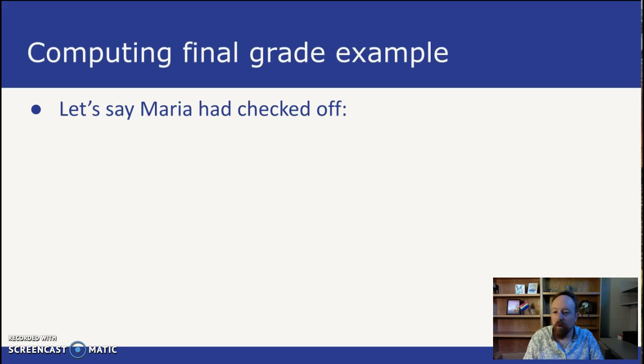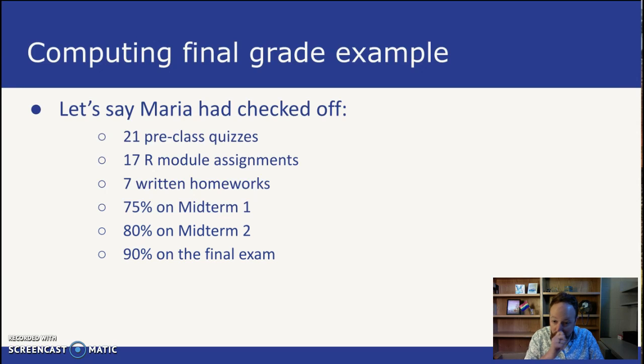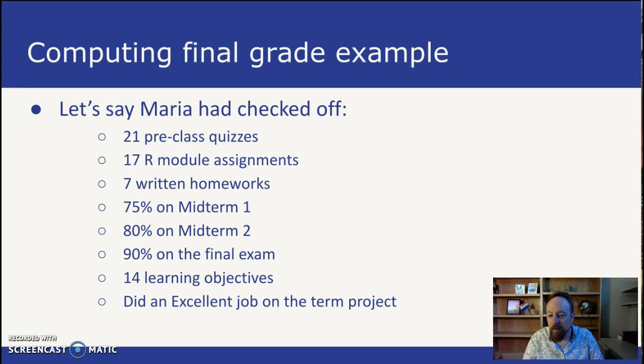So let's say that our friend Maria had checked off 21 of the pre-class quizzes, 17 of the R module assignments, 7 written homeworks, and then let's say that she got a 75% on the first midterm, an 80% on the second midterm, and then a 90% on the final exam. What's more, let's say that she met 14 of the learning objectives and that she did an excellent job on the term project. So we're going to calculate her final letter grade. Here's how we're going to do it.